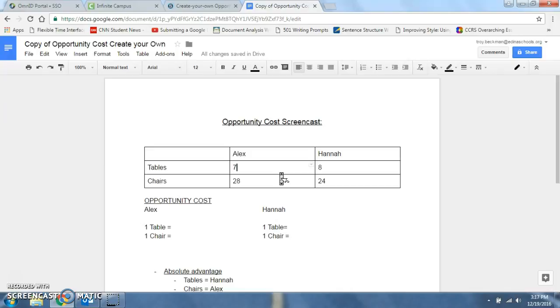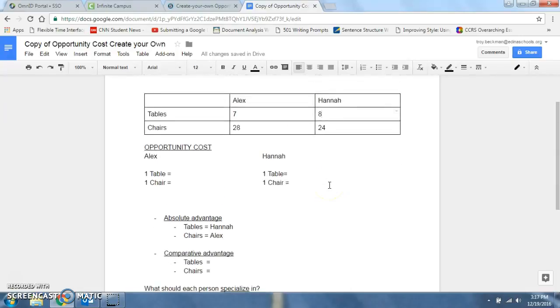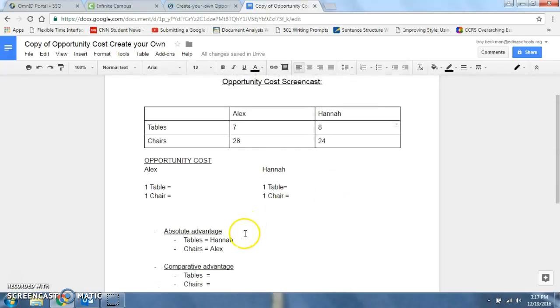We have Alex and Hannah. Alex can make 7 tables and 28 chairs, and Hannah can make 8 tables and 24 chairs, okay? I don't think anybody's having trouble with absolute advantage, but if you are, Hannah has the absolute advantage in tables because she can make 8 and Alex can make 7. Vice versa, Alex can make 28 chairs compared to Hannah's 24. That's absolute advantage. You should be able to look at this chart and determine that right away.